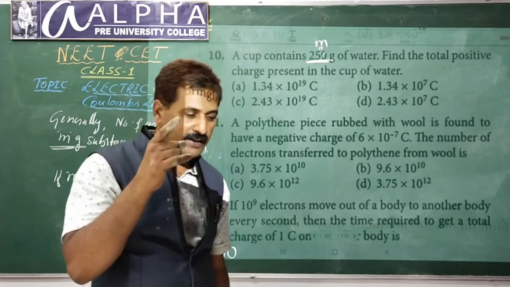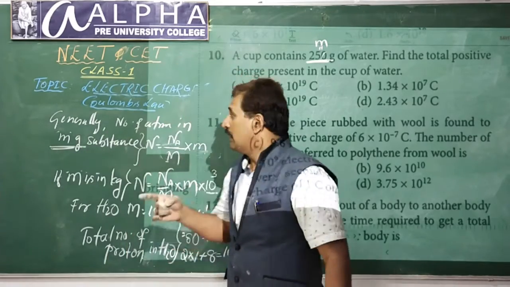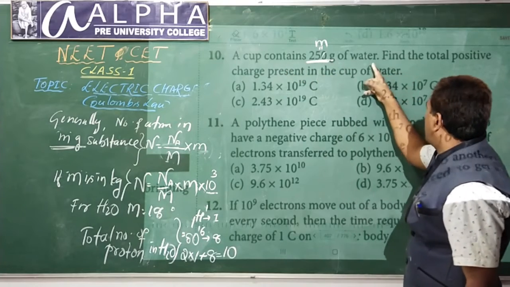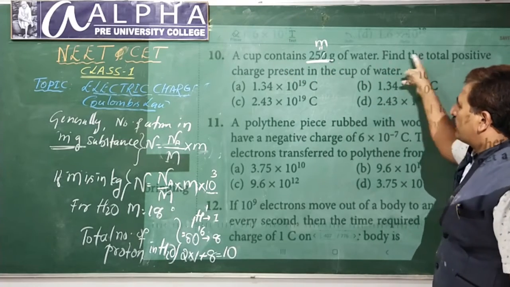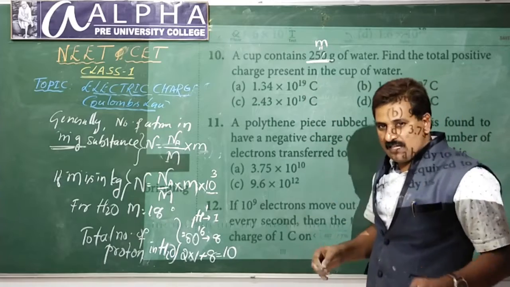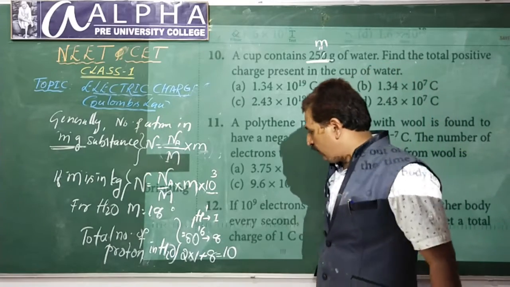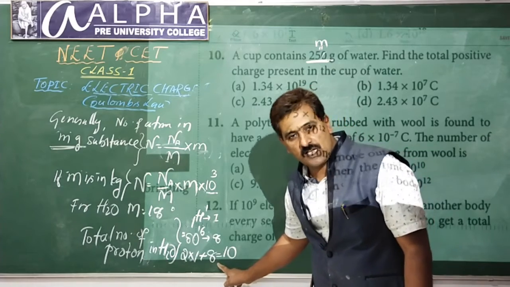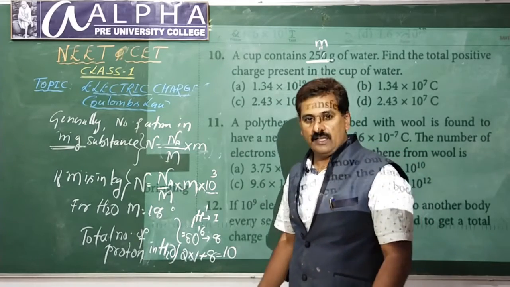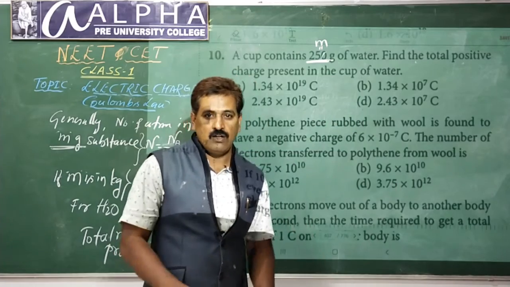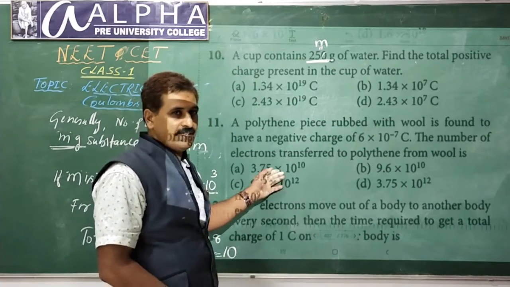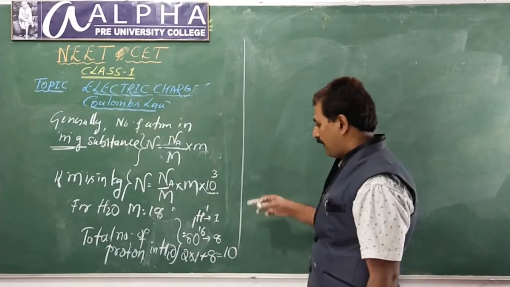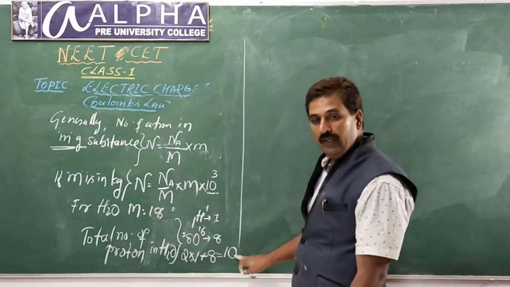He wants you to find the number of protons in 250 gram. A cup contains 250 gram of water. Find the total positive charge. Here positive charge equals negative charge. You need to find the number of protons. That's it. And you know the charge value of each proton. That will solve it. I will solve the numerical problem. I need space here, that's why I remove this now. Okay. Now the number of protons you know is 10.